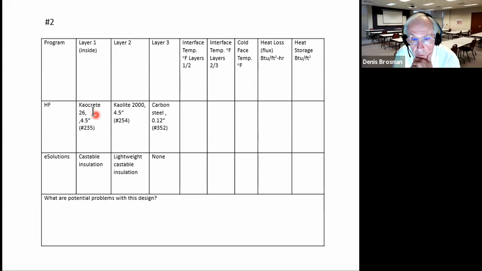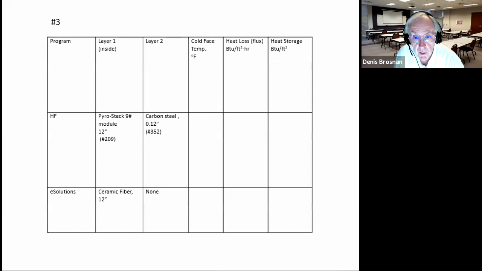The brand name for Morgan in my database is Keocrete. 26 means 2600 degree dense castable, 4.5 inches of that. And Keolite, in refractory terminology, when they use the word light, they mean insulating castable. That's a 2000 degree insulating castable, 4.5 inch, and you're going to compare that to castable in e-solutions and lightweight castable. That's their terminology.